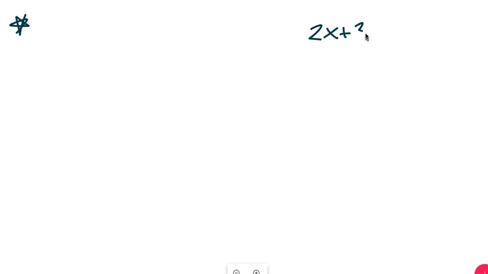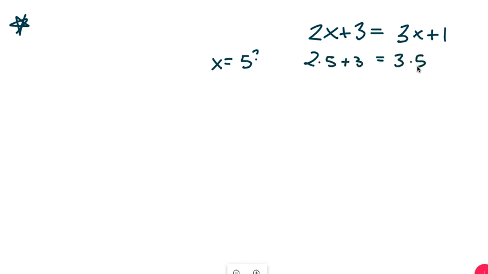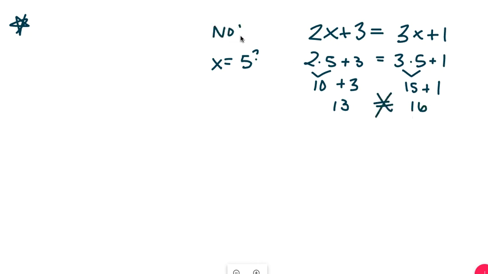Don't write this down, just watch. If I had the equation 2x plus 3 equals 3x plus 1, and I said pick any number for x, and you said, okay, 5. I'll pick a 5. Let's see what happens. You substitute, remember, you're not writing this down, and then we simplify each side. I get 10 plus 3 is 13, and 15 plus 1 is 16. Those do not equal each other, and that means this is not a solution, right?